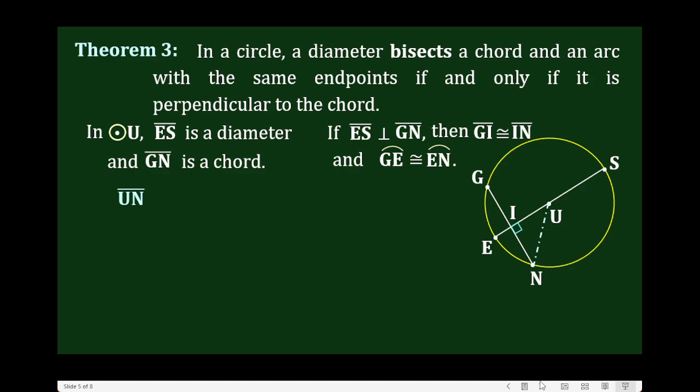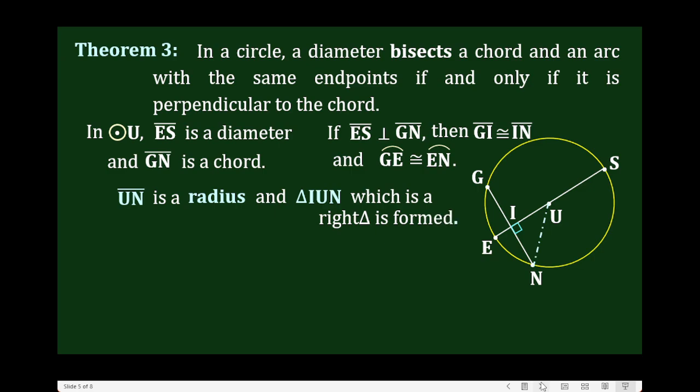So again, UN is our radius, and because of that drawn radius, we form a triangle, and not just a triangle, but a right triangle, whose name is triangle IUN. And because of this right triangle, we also consider the relationship among the sides of this triangle.